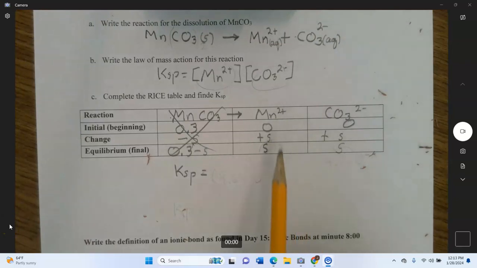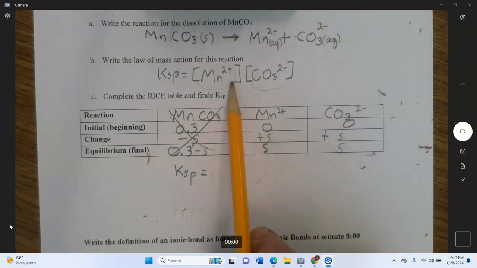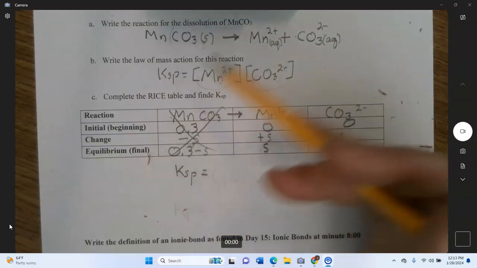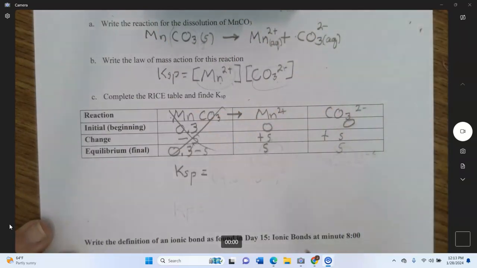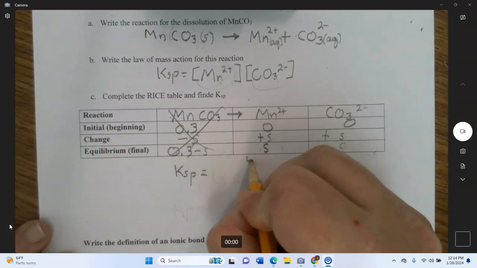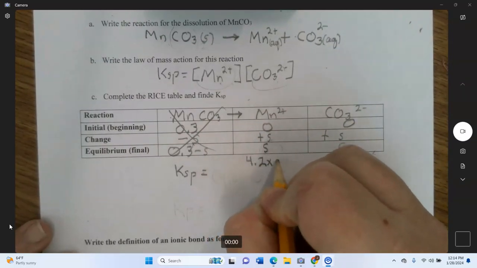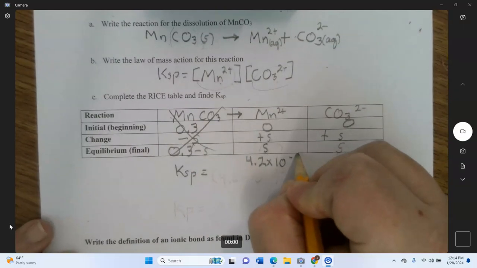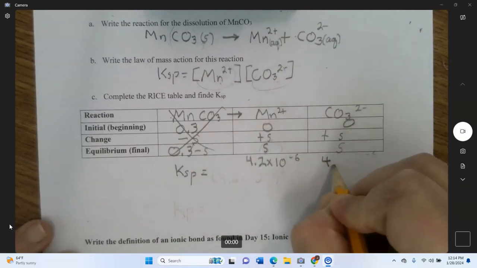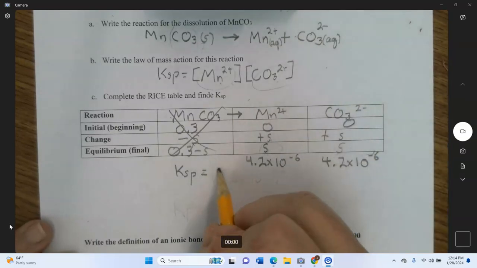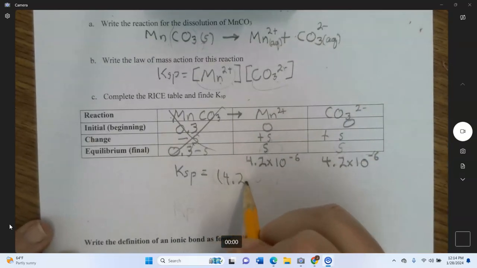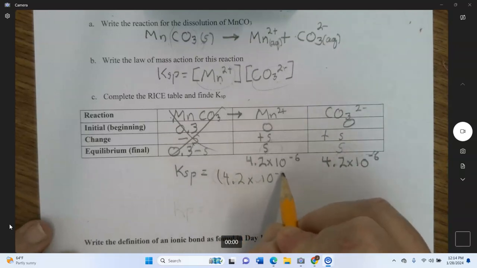Okay, so now we're going to plug our algebra variables into our law of mass action. So S goes in for Mn2+, and this S goes in for the carbonate right there. Alright, so that's going to be S squared, but we know what these values are. It's 4.2 times 10 to the negative 6th, and so is this one. So that's going to be 4.2 times 10 to the negative 6th squared.